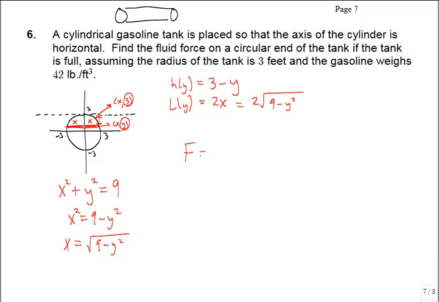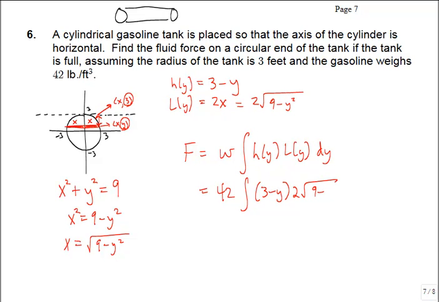So our fluid force is going to be our weight density for gasoline times the integral of our depth times our length, dy. So this is 42 times the integral of our depth, which is 3 minus y, times 2 times the square root of 9 minus y squared dy. And how does this y value vary? Since it's going around this circle, the lowest that it goes is -3, the highest that it goes is +3. So my bounds here would be -3 to 3.